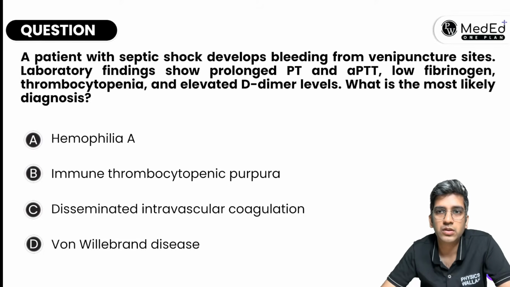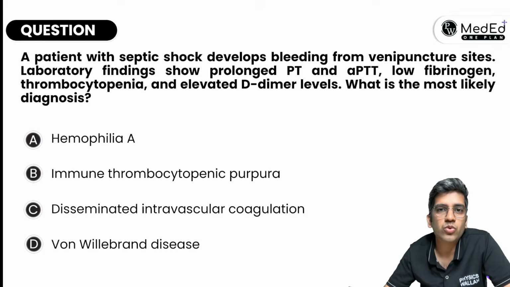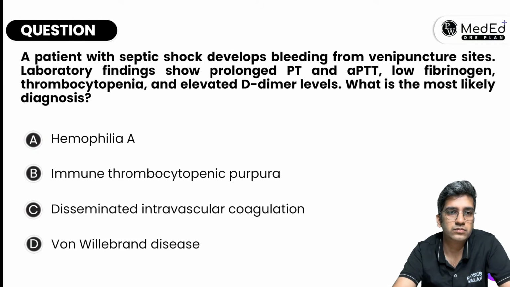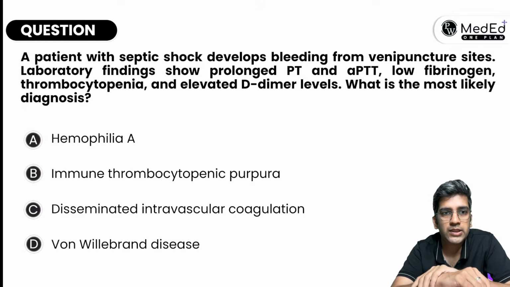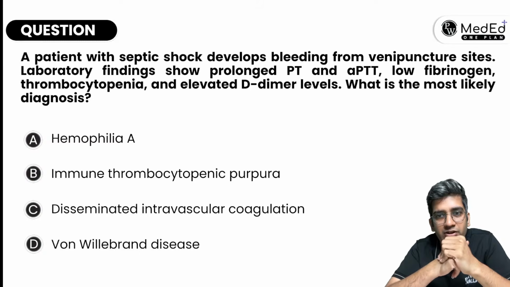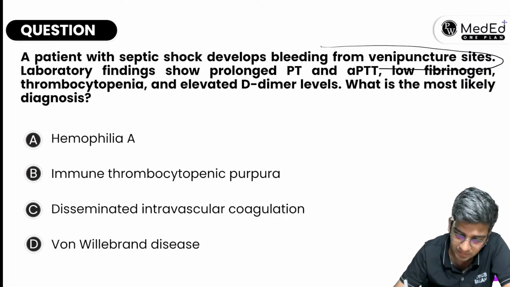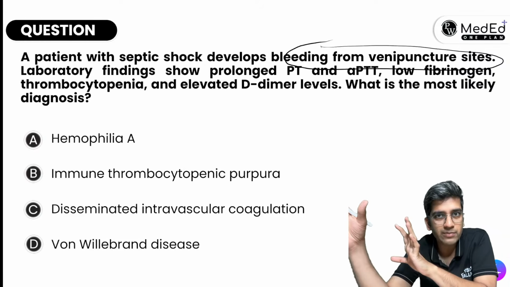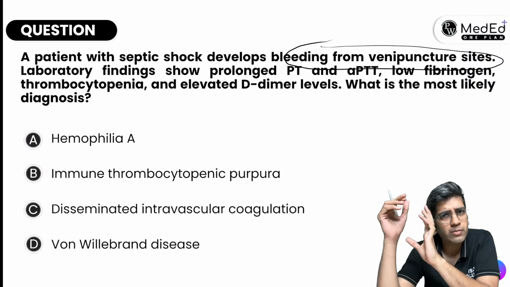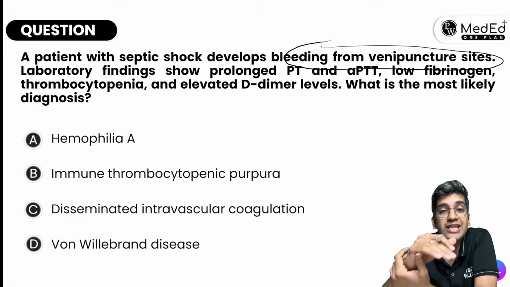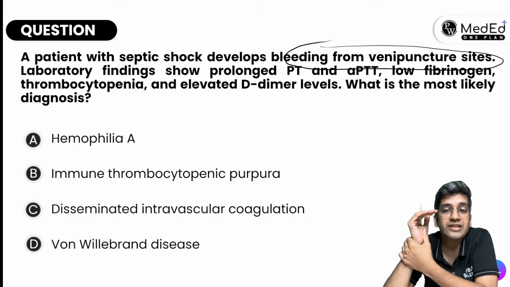The very common scenario you can see in the ICU: a patient with septic shock develops bleeding from venipuncture sites. This is a very, very classical symptom. The patient is admitted, you put a venflon. Normally it will stop after some time, or you take a blood sample and it will stop after some time, but if it never stops and keeps on bleeding, it is a clue for you to suspect this disease, DIC. It's a very important clue.